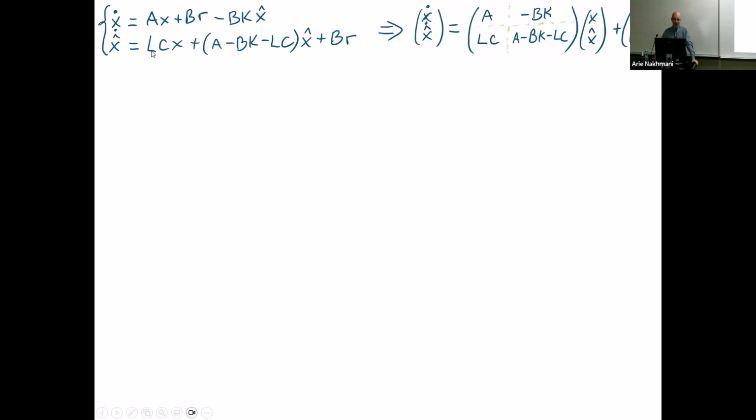So this is the first equation. Second equation, you have LC times x, this is that part, and Z matrix times x hat plus B times r. This is what you have. So this is a regular linear equation of 2n order, right? Pretty simple. Still not getting me far, right? It's still not separable. You do not see any separation in here. So let's try to transform that matrix somehow.